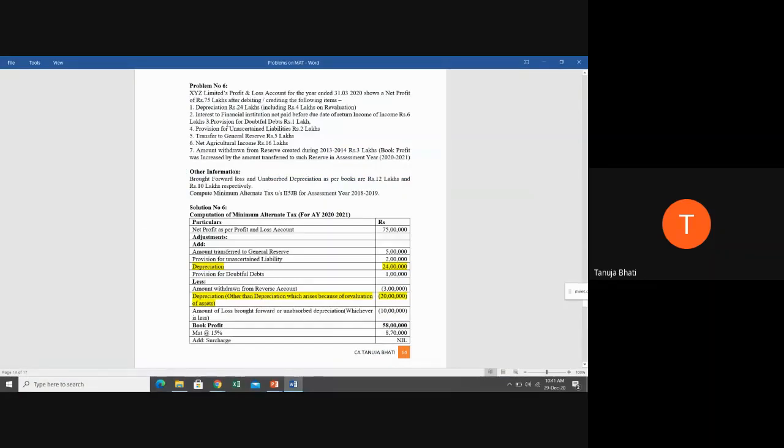Third point, provision for doubtful debts. Students, tell me, provision for doubtful debts, should we add it or should we deduct it? Added, ma'am. Very good. So provision for doubtful debts, we have added here 1 lakh rupees. Next, provision for unascertained liability, means which you are not sure. You have made a provision for that 2 lakhs rupees. So 2 lakhs rupees has to be added or deleted.